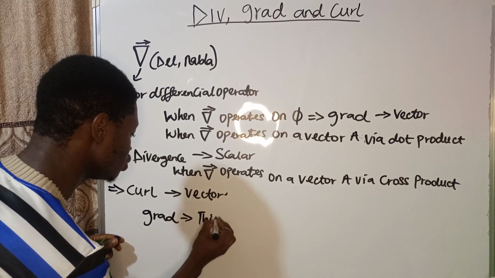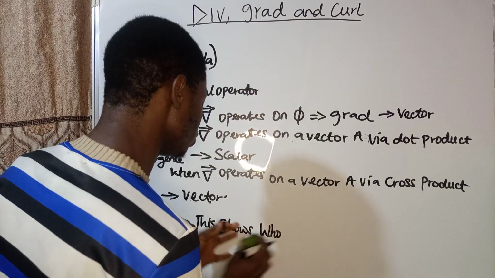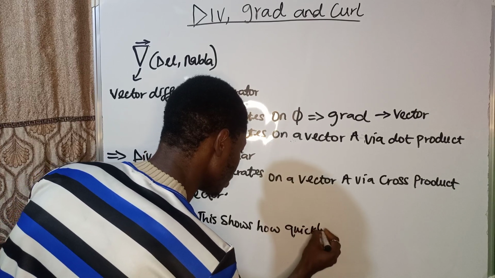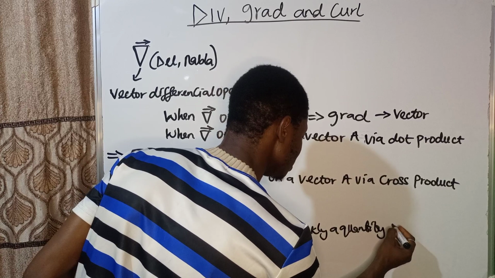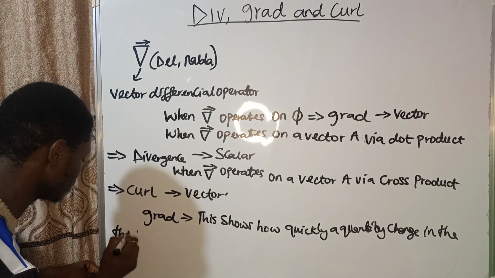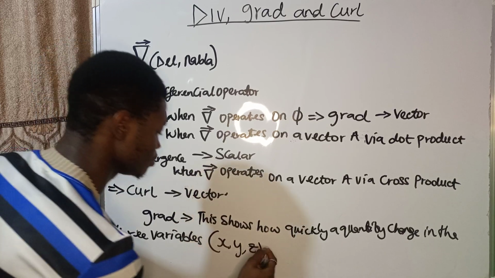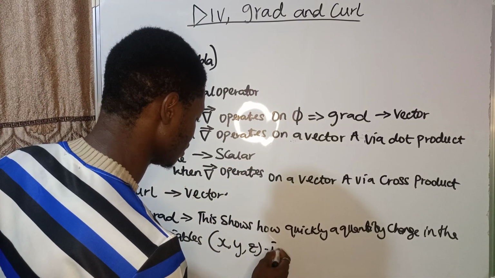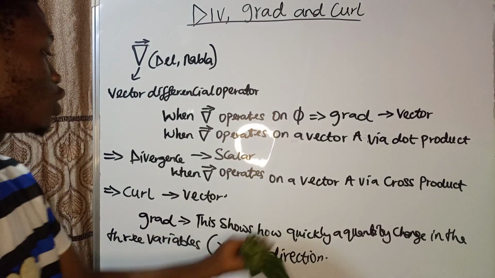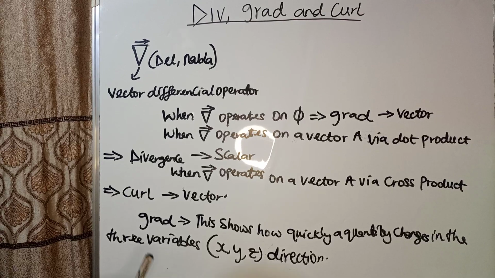So this shows how quickly a quantity changes in the three variables x, y, and z. In x, y, and z direction. So it shows us how quickly a quantity changes in the x, y, and z directions. So we are going to clean this place.